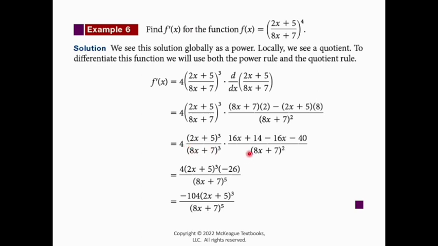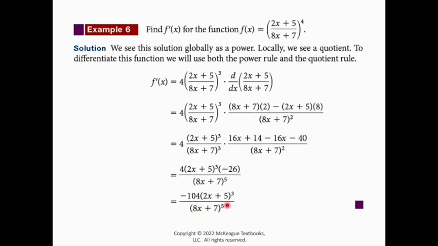Then in the denominator, we have 8x plus 7 to the 3rd, and then we have to multiply it by 8x plus 7 squared in this denominator. When the bases are the same, we add our exponents, so that gives us an 8x plus 7 raised to the 5th power.